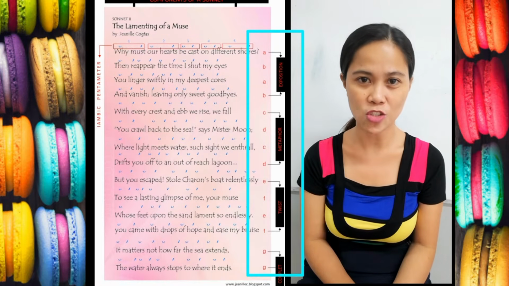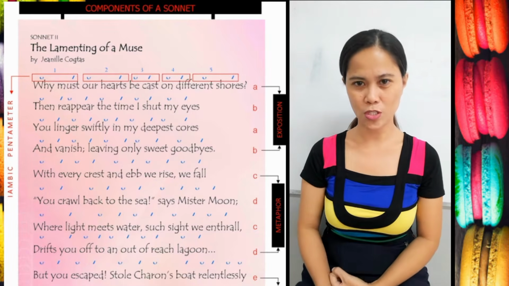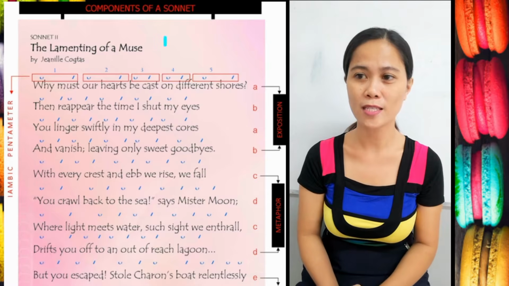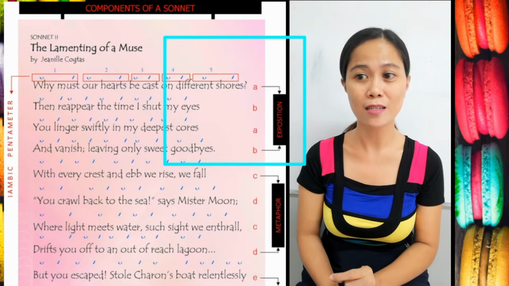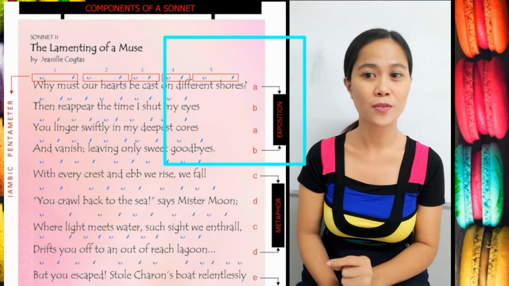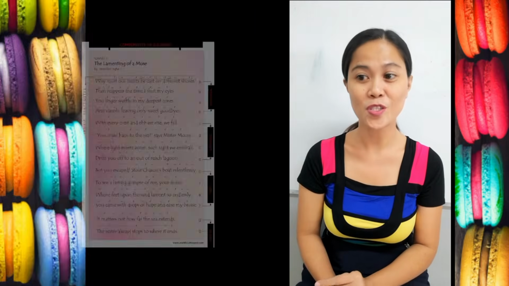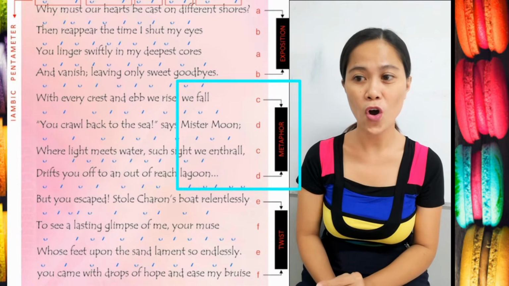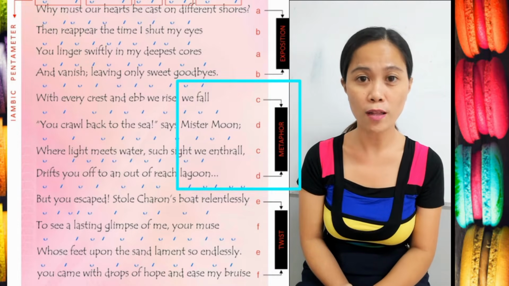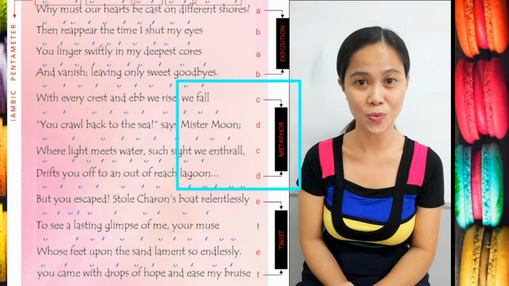F, G, G. Let's take a look at the lines in the poem closely. So you have there, it is A, B, A, B, the first 4 lines. So shores, A, eyes, course, buys. So shores rhyme with course, eyes rhyme with goodbyes. For C, D, C, D, look at the last word in each line. Fall rhymes with enthrall, moon, lagoon.